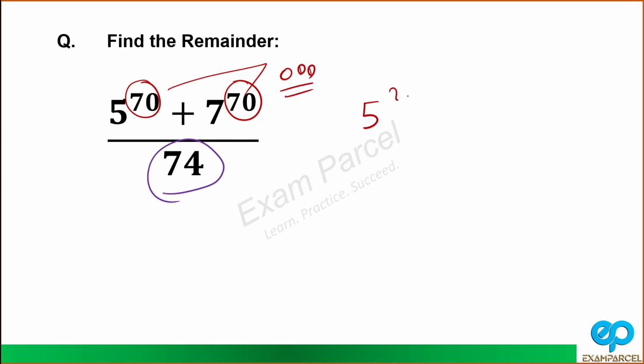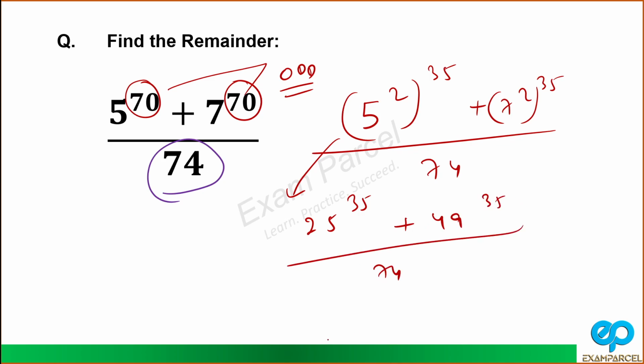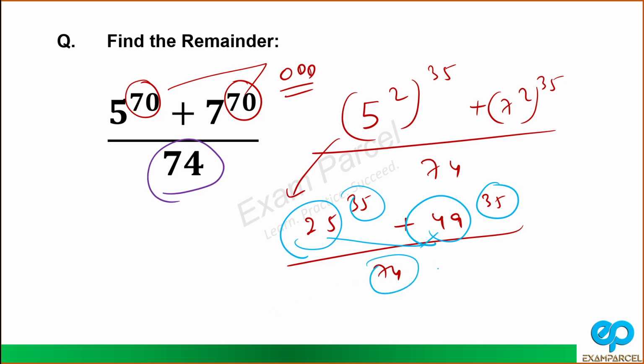And how can we convert these even powers to odd? Can I rewrite this as 5 squared raised to the power 35 plus 7 squared raised to the power 35 divided by 74? Can I rewrite this as 25 raised to the power 35 plus 49 raised to the power 35 divided by 74? Now let's think along the line of A raised to the power n plus B raised to the power n. Let's say this is A, this is B. Now if you notice, these powers are now odd, and if you add 25 and 49, you are going to get 74, right? So this perfectly matches with our pattern.